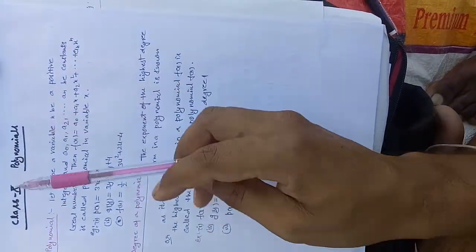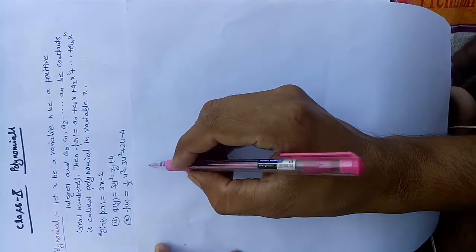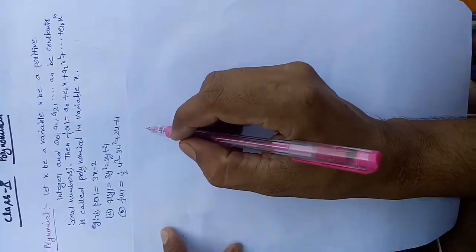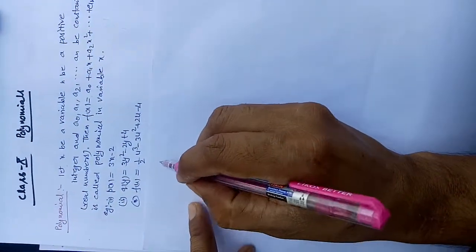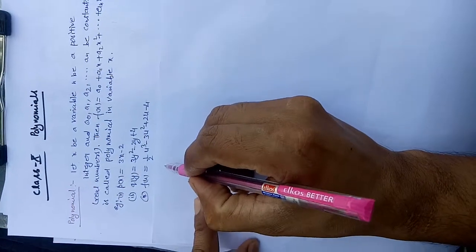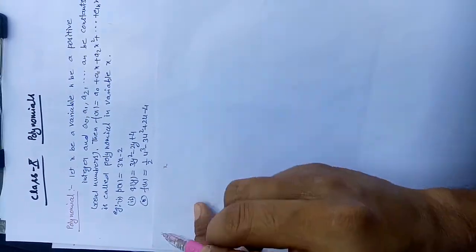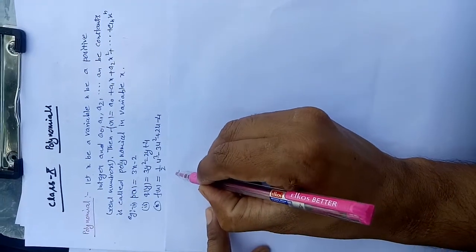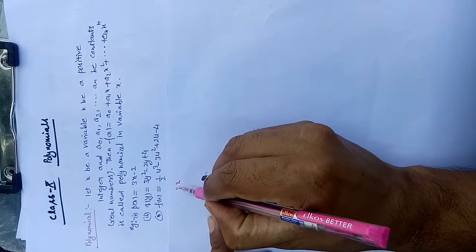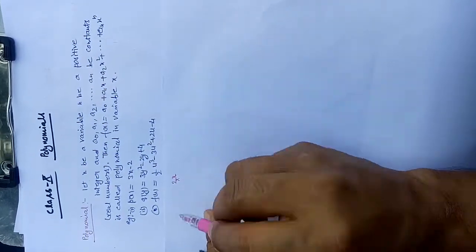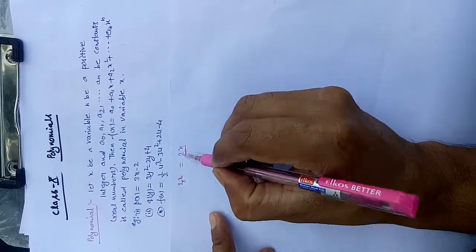About polynomial already you have learned a lot of things like algebraic expression. Algebraic expression is a combination of constant and variable. What is variable? Variable can accept any value like x, y, z, and constants are the fixed numbers like 2. So we have 2 into x, so we will get 2x as an algebraic expression.